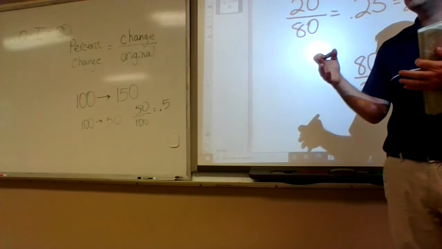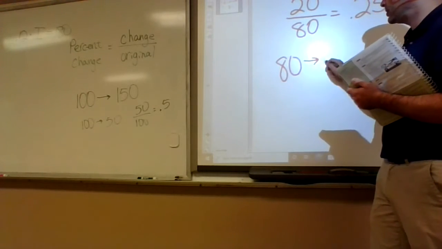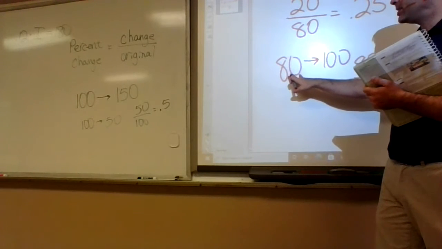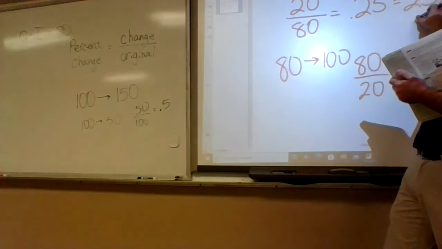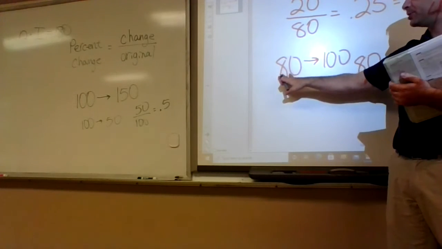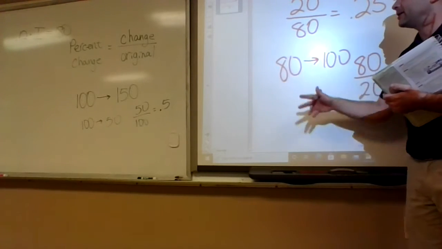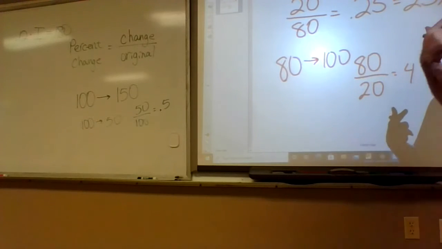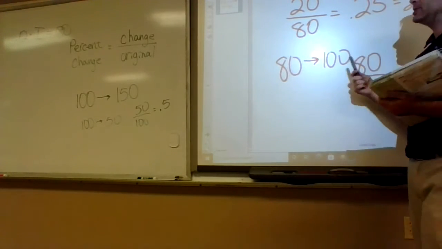Does that make sense? We went from 80 to 100, so we increased 80 by 20. 20 is 25% of 80. So that's how much we increased the 80 by. 25% of itself. Okay. Hopefully it kind of makes sense. If it makes sense, it's a lot easier to remember it than if you just kind of do it over and over again.